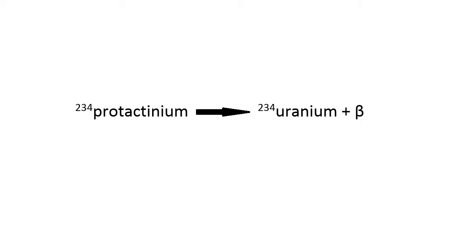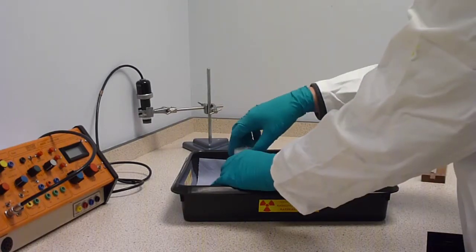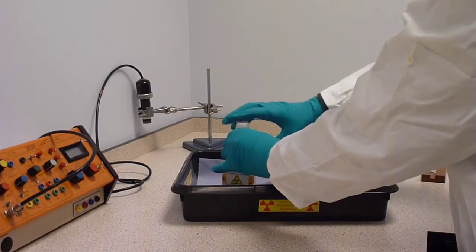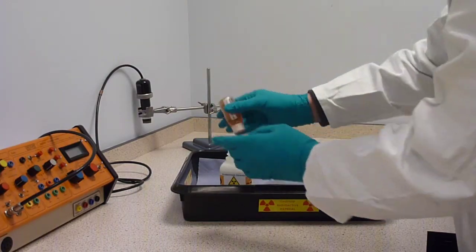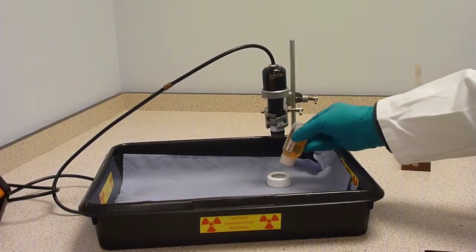Hexyl ethanoate is immiscible with water. Left alone, it will form a layer above the hydrochloric acid. The protactinium is taken up by the hexyl ethanoate. If the generator is carefully shaken over a tray and placed upside down, protactinium will end up in the hexyl ethanoate layer at the top, where the protactinium decays.